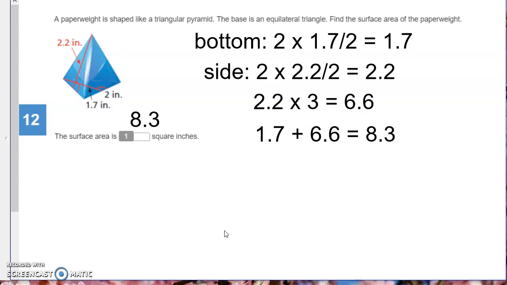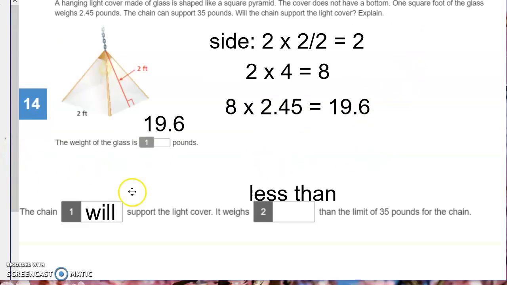Next one says a paperweight is shaped like a triangular pyramid. The base is an equilateral triangle. Find the surface area of the paperweight. So first, let's start with the bottom. We have a base here of 2 and a height of 1.7. So 2 times 1.7 divided by 2 is just 1.7. Now my side triangles have a base of 2, a height of 2.2, and of course that has to be divided by 2, which means the area of this first triangle here is 2.2. Now because it's a triangular pyramid, that means there's 3 of those going around, so I multiply that by 3, and that gives me 6.6. So the bottom plus the sides gives me 8.3 square inches for the surface area.